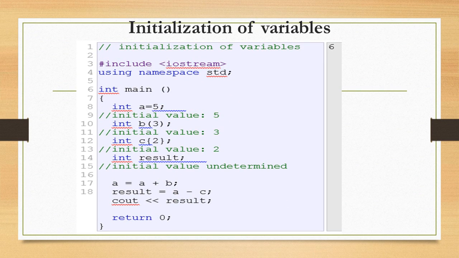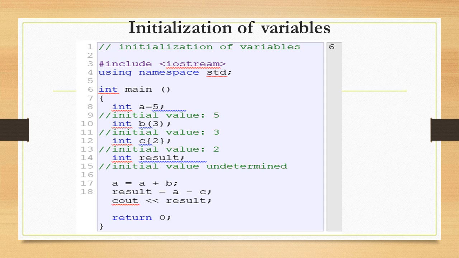Let's look at this program that works on variable initialization. Can you see it? The first line is initialization of variables, appearing as a comment. Then the hash include iostream, using namespace std, int main. Int a equal to 5. You can see that variable a is declared and assigned the value of 5. Then the next one is int b 3. Then int c 2. Can you see that? Then int result.